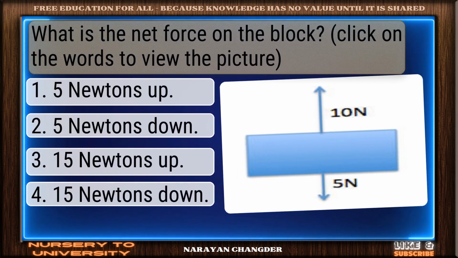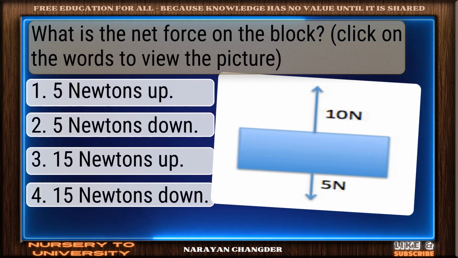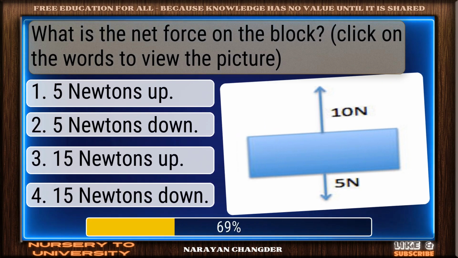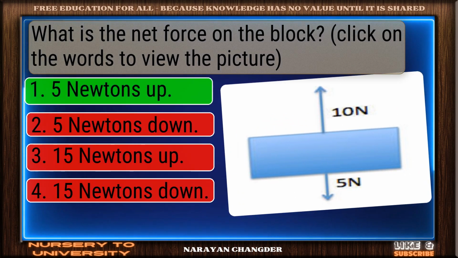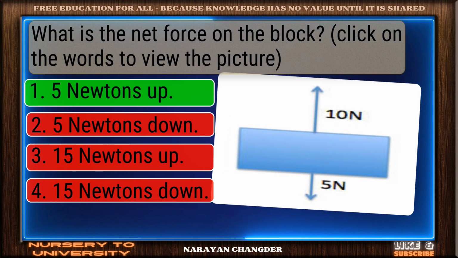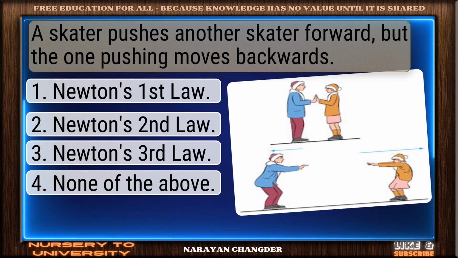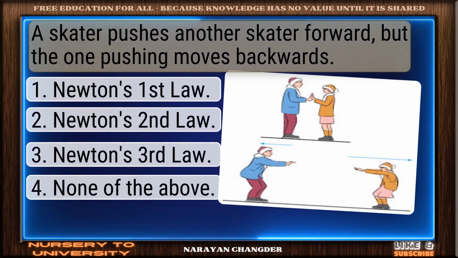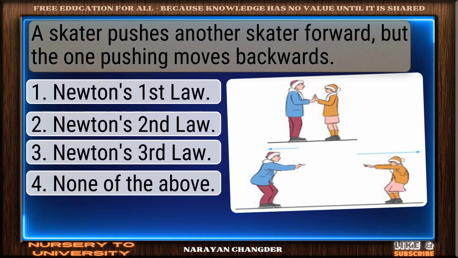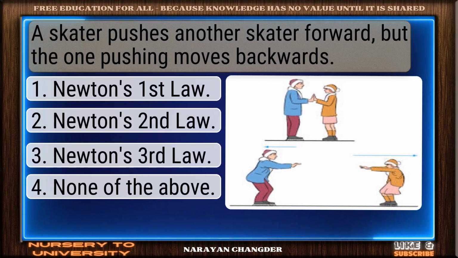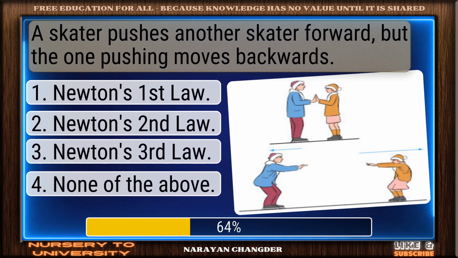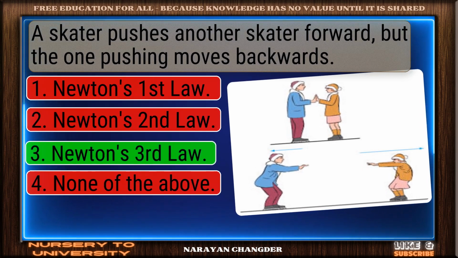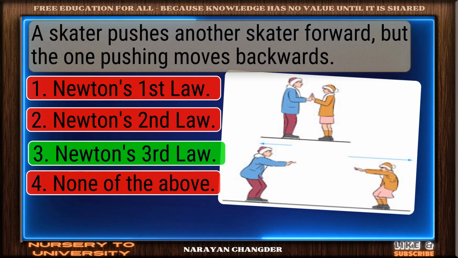Question number 29. What is the net force on the block? Nicely done. 5 newtons up is a solid answer. Question number 30. A skater pushes another skater forward, but the one pushing moves backwards. Perfect. Newton's third law is the correct choice.